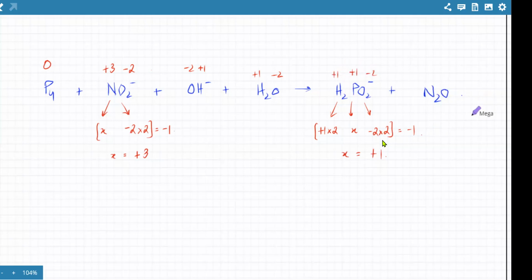And what about N2O? There are two N's. I don't know both of them, so that's 2X, and there would be one oxygen, and it's a neutral molecule, so it should be equal to 0. And if I solve this, X would come out to be equal to +1. So that means N is +1, O is -2.